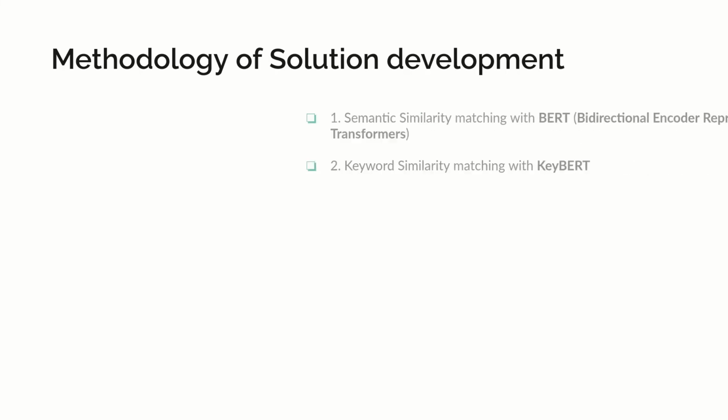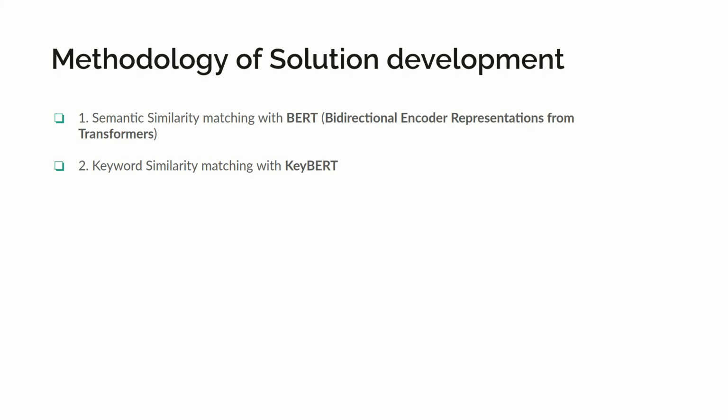Now we'll talk about the methodology of our proposed solution. We divide our approach of evaluation into two steps. Firstly, we find the semantic similarity of the student's answer with the standard answer. In order to do so, we first have to encode both answers to convert them into vector representation.